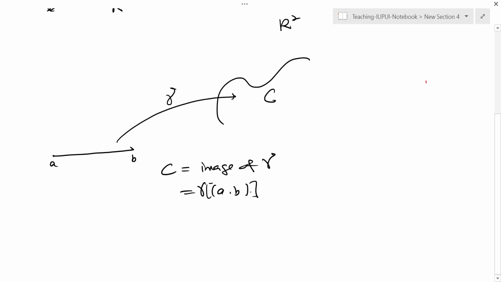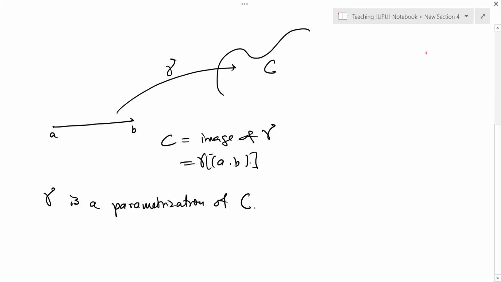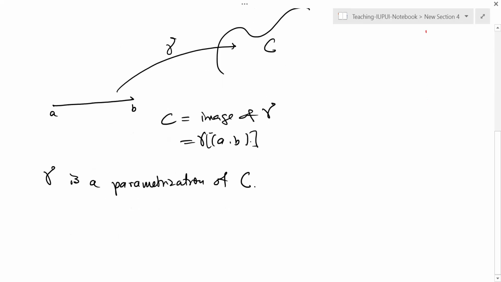In this case, we say that gamma is a parametrization of C. Once you find one, it's a parametrization of C. And gamma itself is also called a parameterized curve. Gamma itself is a map. It's not like a curve.